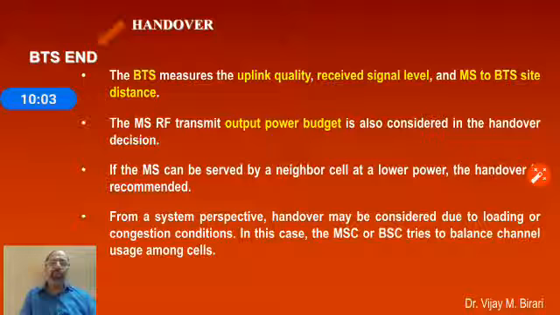From the system perspective, handover may be considered due to loading or congestion conditions. In this case, the MSC and BSC try to balance channel usage among the cells.